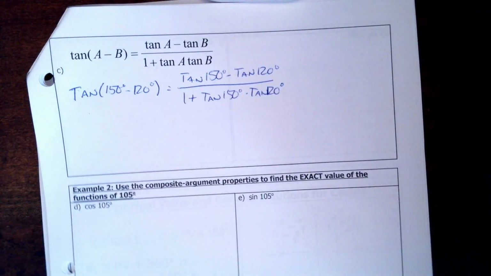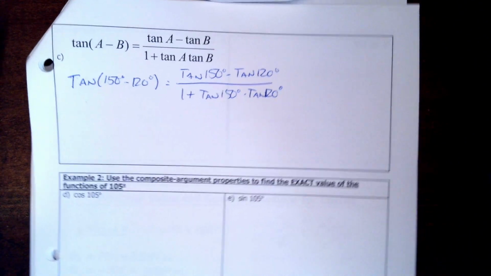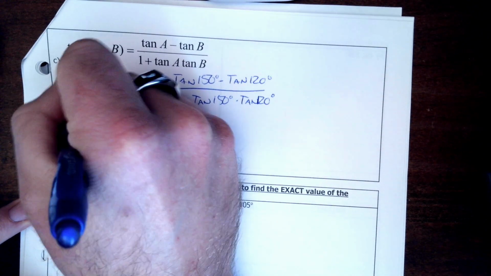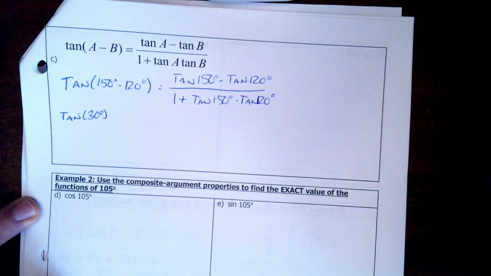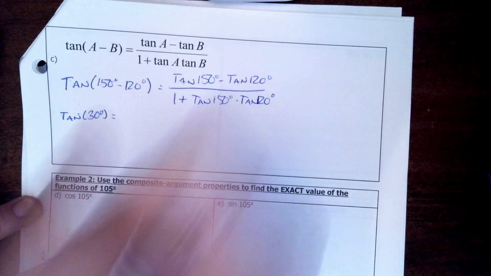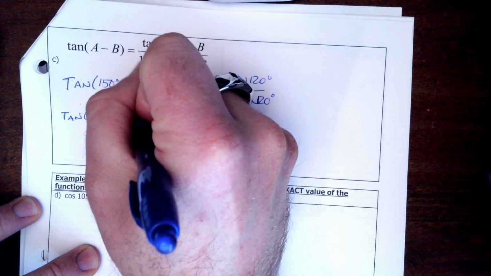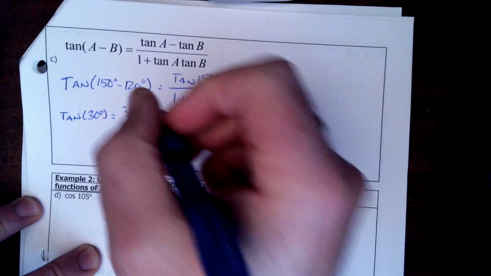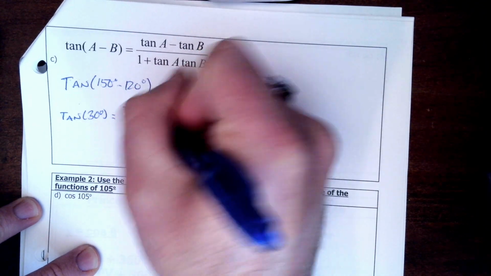Now this one's going to take a little bit of space here, so I might work horizontally for a little bit. The tangent of 150 minus 120 is really the tangent of 30, just by subtraction. Now it's easier to look at. The tangent of 150 is negative root 3 over 3, or negative 1 over root 3, minus the tangent of 120, which is negative root 3.